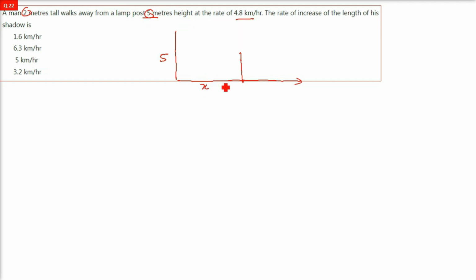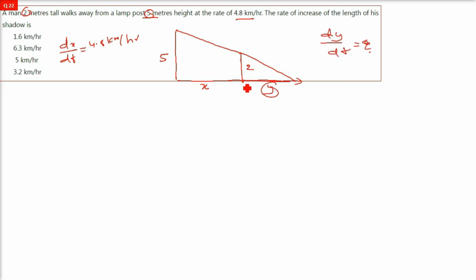The rate of going away is 4.8 kilometers an hour. Assume the distance to be x. So dx by dt is given in the question as 4.8 kilometers an hour. The rate of increase of the length of his shadow: what will be the length of shadow? Here it is y. So dy by dt has to be found out.